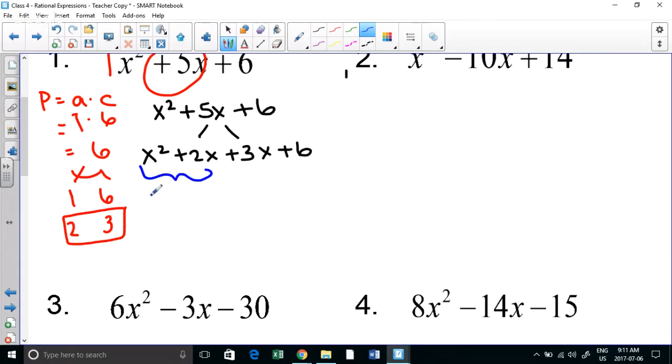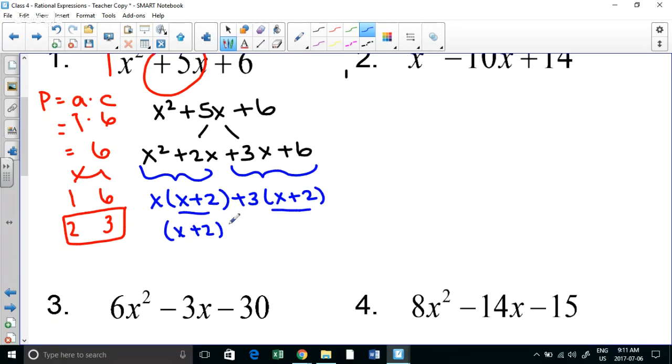So here I can pull out an x, leaving me with x plus 2. And then I can regroup saying, well, I have the x plus 2 in both, x plus 3. So this is factored.